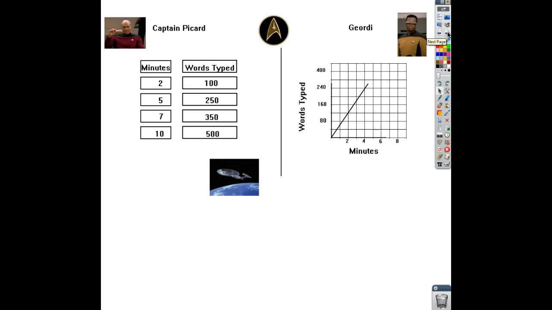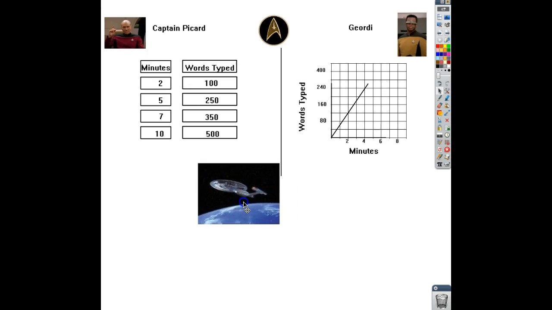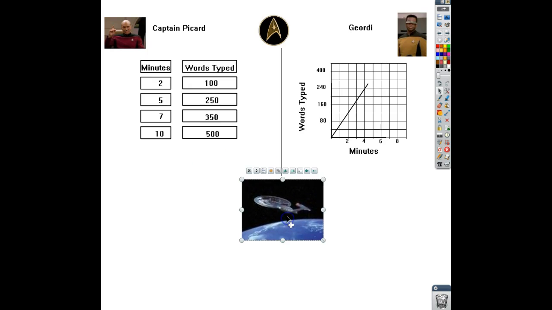So let's take a look here, all right? We're going to compare Captain Picard and Geordi LaForge, right? If you're not clear who these are, this is the Starship Enterprise, okay? These are characters from the show Star Trek: The Next Generation, right?